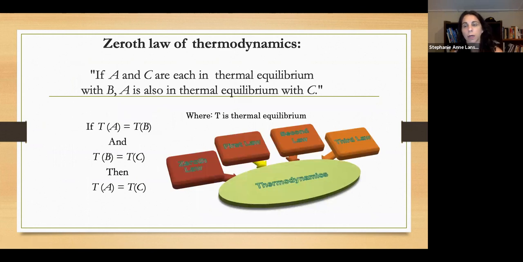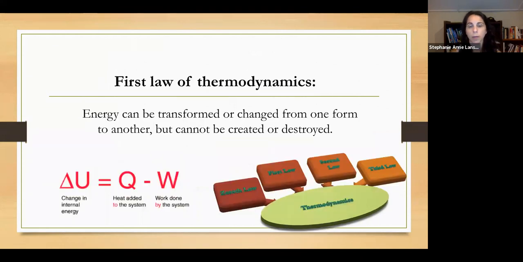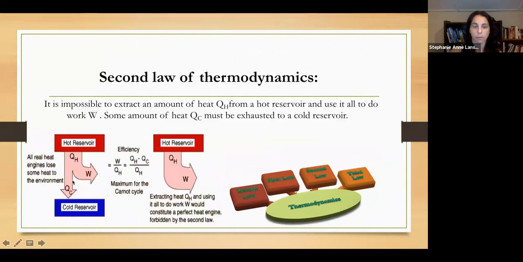So going through our laws of thermodynamics, the 0th law is that if A and C are each in thermal equilibrium with B, then A will also be in thermal equilibrium with C. Our first law is that energy can be transformed from one form to another, but cannot be created or destroyed. So the change in internal energy is the heat added to the system minus the work done by the system.